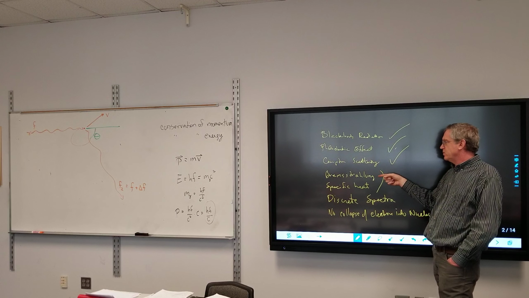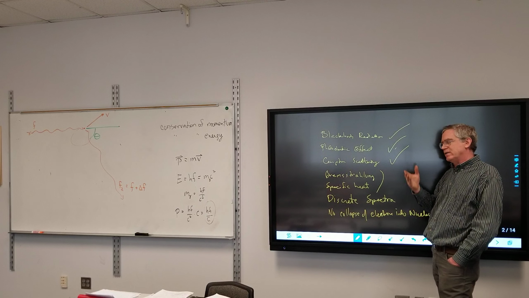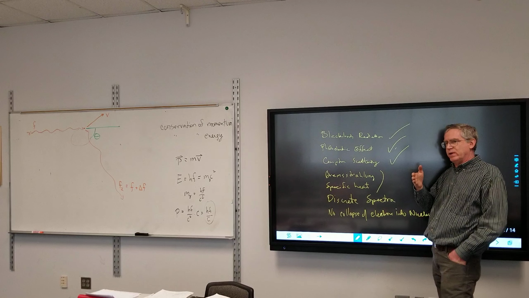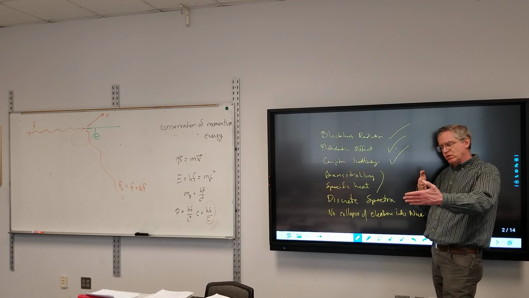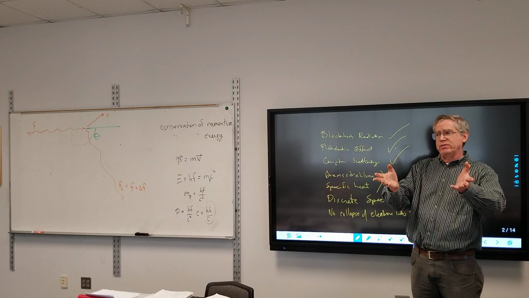Bremsstrahlung is sort of a reverse photoelectric effect. Instead of light ejecting an electron, it's an electron creating light. So if I shot electrons at you and I had a barrier between, so that when the electron hit the barrier, the electron would stop, radiation is going to come off of it.